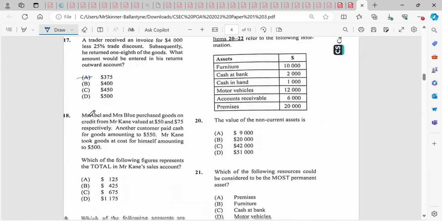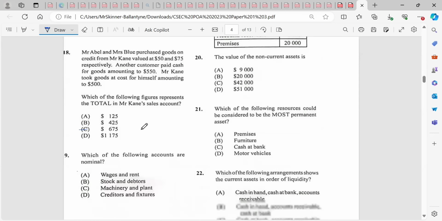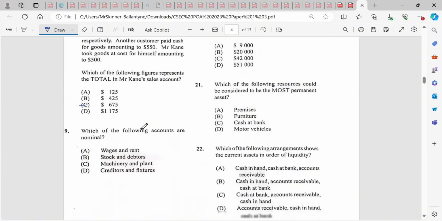Number 18, oh gosh, this one has come all the time too. Everybody knows the answer is C. We already know the answer because everything counted as sales. The 50 and 75 counted as sales. The 550 counted as sales. But this 500 here was not sales, it was drawings, because Mr. Kane took it at cost. He didn't pay the selling price for it or anything like that. He took it at cost, so it's drawings.